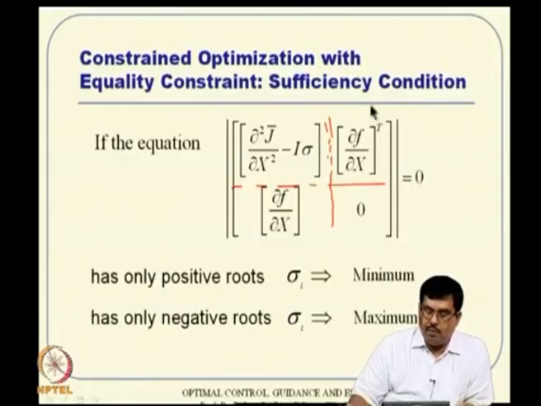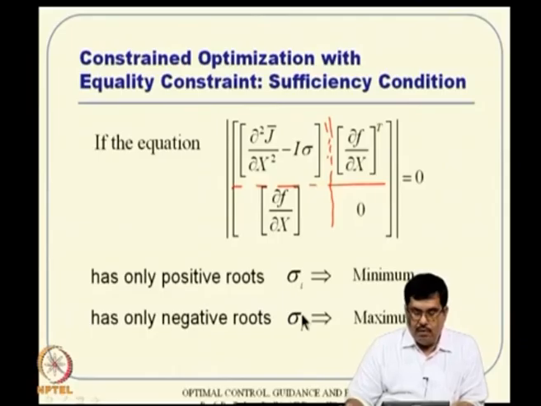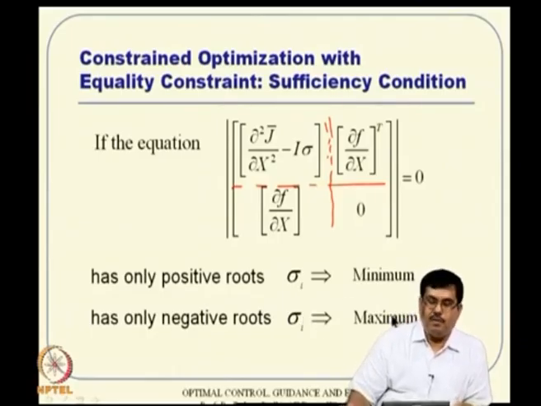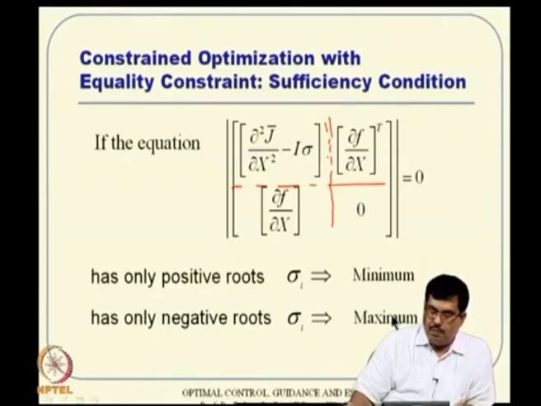So, you interpret this as an equation for sigma, and if all such sigmas are positive roots, then it leads to a minimum, and if all such roots are negative, then it turns out to be a maximum. Again, the proof part and all, I will not go into that. We will just take it at face value.